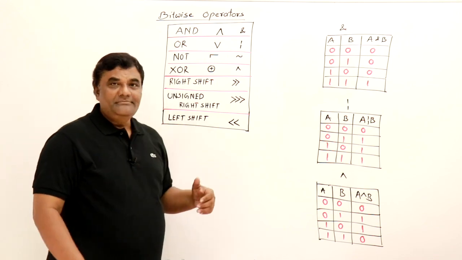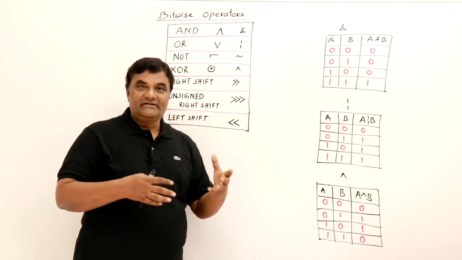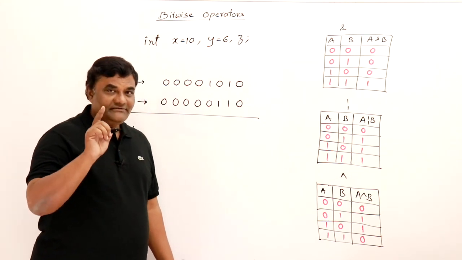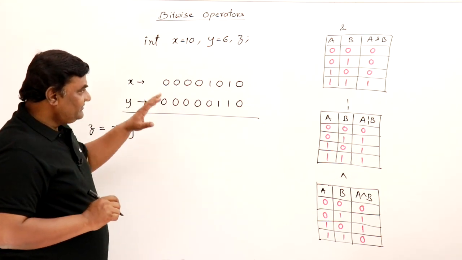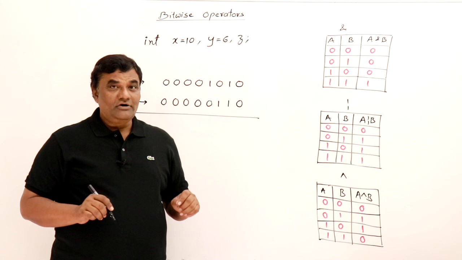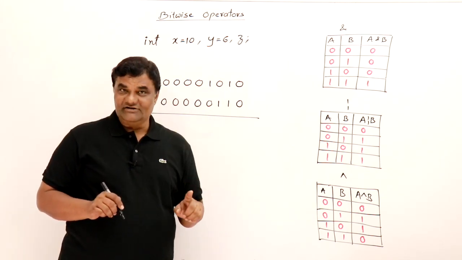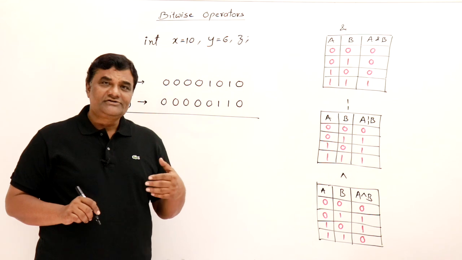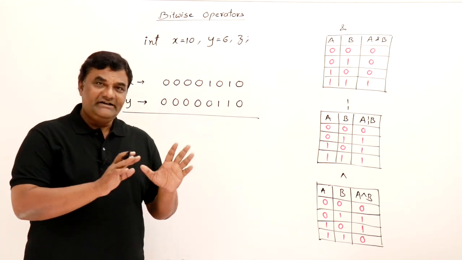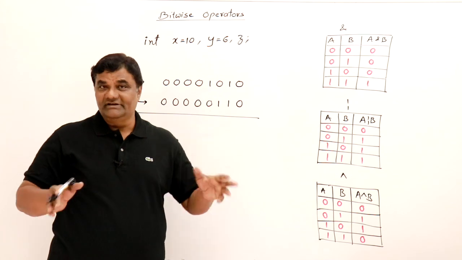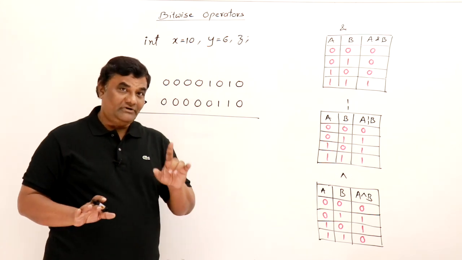Now I will take some examples and show you how these operators work. First let us look at the AND operation. One thing to remember: all these bitwise operations can be performed on only integer type data. Only integer. If you are taking byte or short, the result will also be integer. But you cannot perform them on float and double at all. Don't think of performing them on float and double.